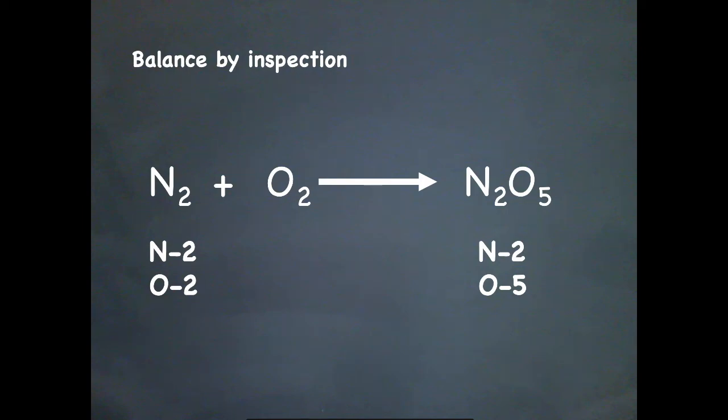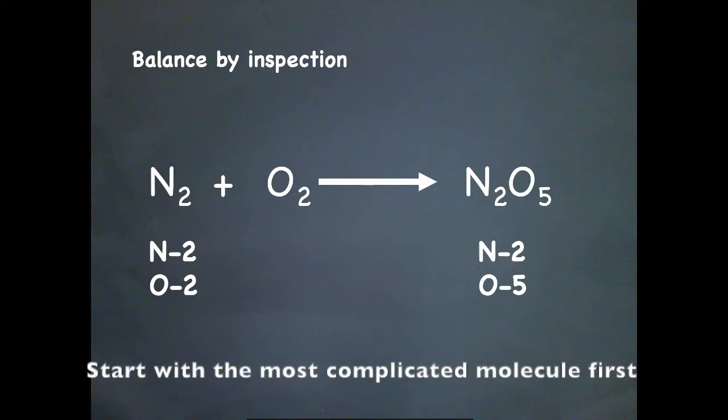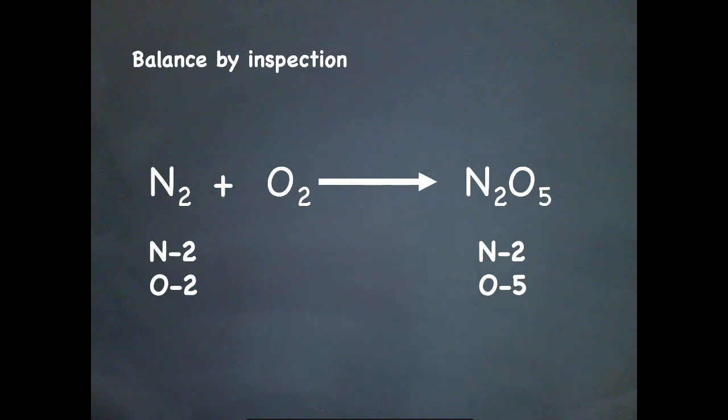Unfortunately, this can take a little trial and error. One of the suggestions is to start with the most complicated molecule. So we're going to start with the dinitrogen pentoxide. So I have 5 oxygens, but I only have 2 oxygens on the reactant side. I notice that if I were to multiply the dinitrogen pentoxide by a coefficient of 2 and the oxygens by a coefficient of 5, I would get 10 oxygens on both sides.